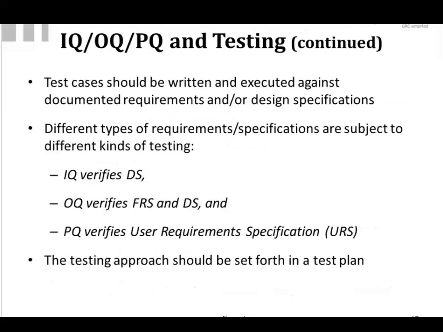For each of these, for OQ and PQ, you want to have test cases written and executed against the requirements or the design specifications. And you want to have a written protocol. So each one of these, IQ, OQ, and PQ, should have a protocol that's approved by your quality organization as the last signature. And that protocol should specify who's doing the work, how it's being done, your rationale for testing, what kind of test data you are going to use, what kind of test scripts you are going to have. The test scripts should all be included and based on the test cases.